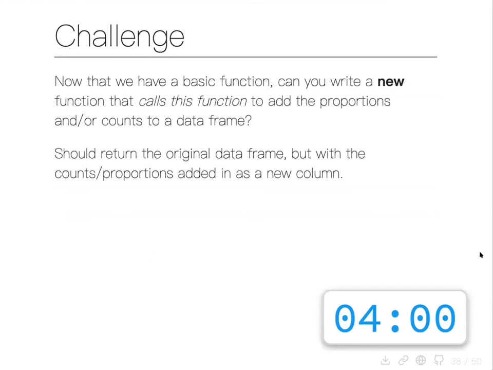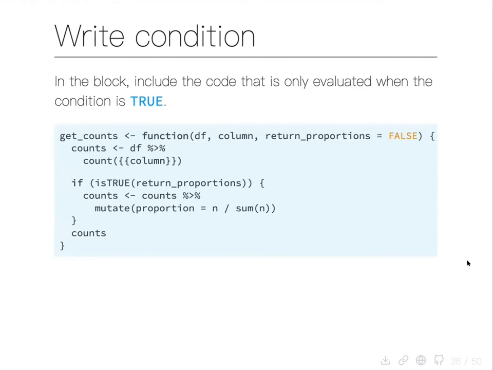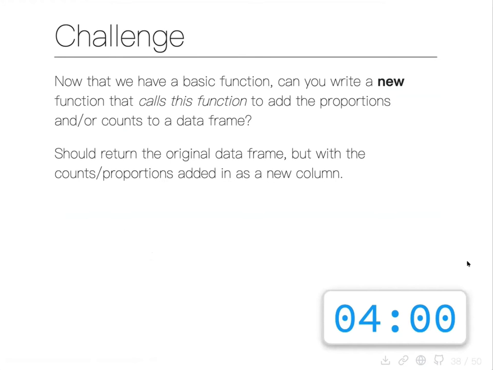Okay, now an additional challenge. What I would like you to do is, actually, you can just copy this if you'd like. Use this function inside of a new function, okay? That new function should add those counts and optionally the proportions to an existing data frame. So you pass it a data frame that has 200 rows, it should return that same data frame with all 200 rows, but just the counts of the levels added in, and optionally the proportions of those levels as well. Does that make sense? Okay, give that a try.